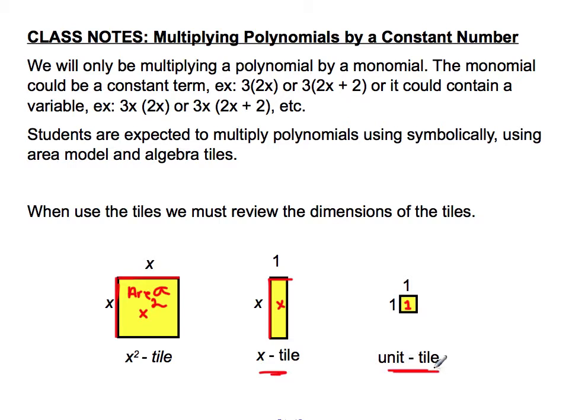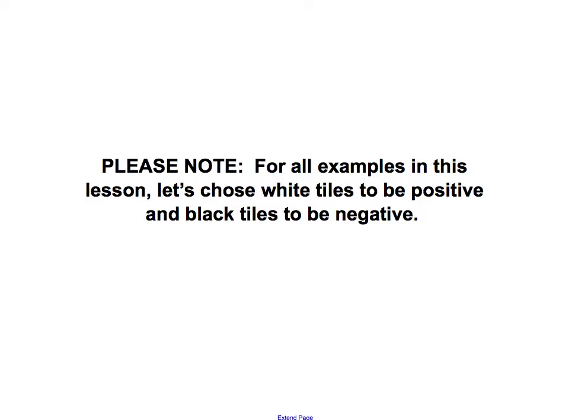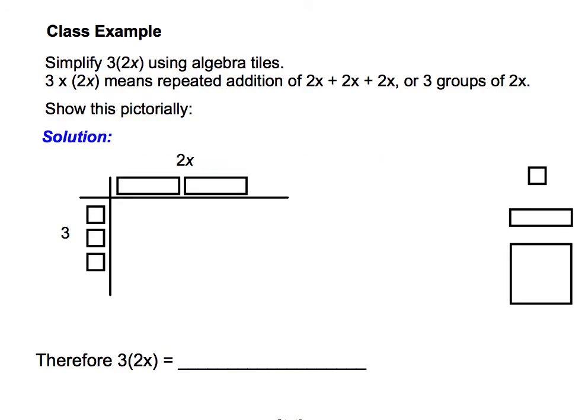So we're going to use both lengths and widths and area in order to help us with this concept. Please note that for all examples in this lesson, instead of always having the legend, I'm just going to say that white is positive and black is negative, just to keep it simple. Make sure you always read your legend when you're doing the questions on your quizzes and on your exams.